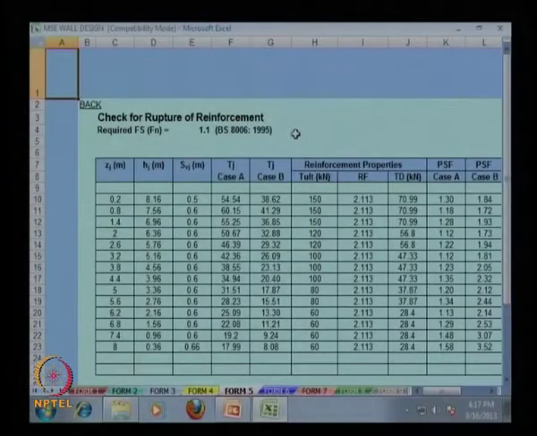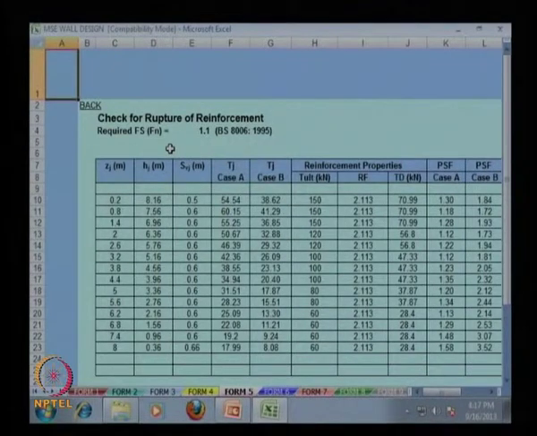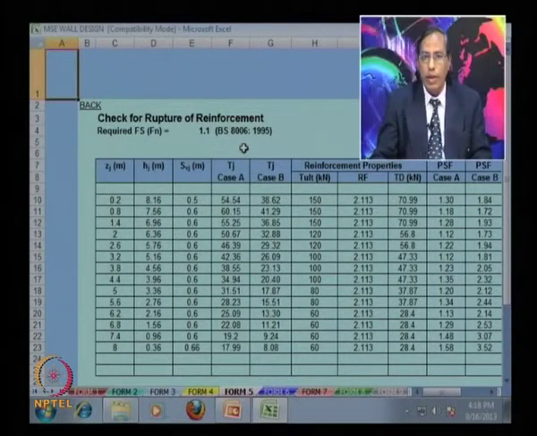Similarly, you can check what will be the rupture of the reinforcement. So the required factor of safety for the rupture of reinforcement is 1.1, as per BS 8006 1995. The same, this is the depth, this Hj is the same, and the spacing is the same, and you can calculate here. You have been shown for case A and case B. So you can calculate Tj for different depth. Similarly, for case B, it has been calculated and shown here.